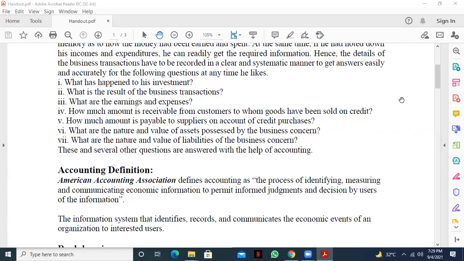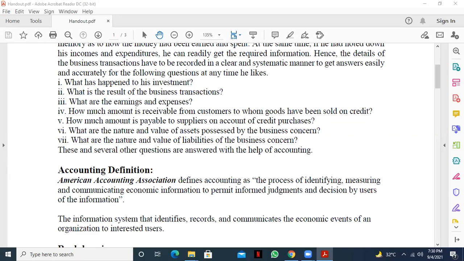First of all, we'll discuss accounting definitions. The American Accounting Association (AAA) defines accounting as the process of identifying, measuring, and communicating economic information to permit informed judgment and decision by users of the information. So one by one, let me discuss.